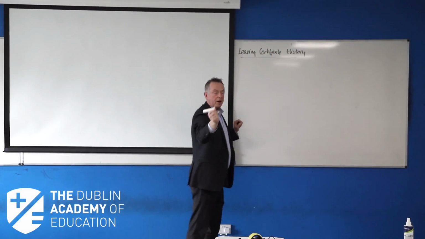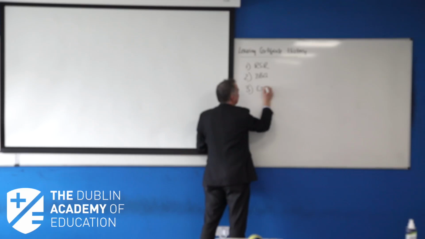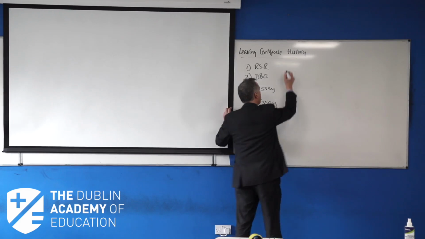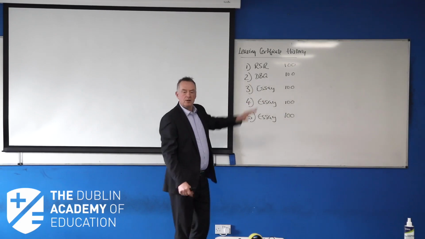It's made up of five parts, as you well know. One is the RSR, the research project. Number two is the DBQ. And number three is your essay. And number four is your essay. And number five is your essay. And as you well know, 100 marks. And the document-based question will be on the United States and the world, the three topics that you do there.